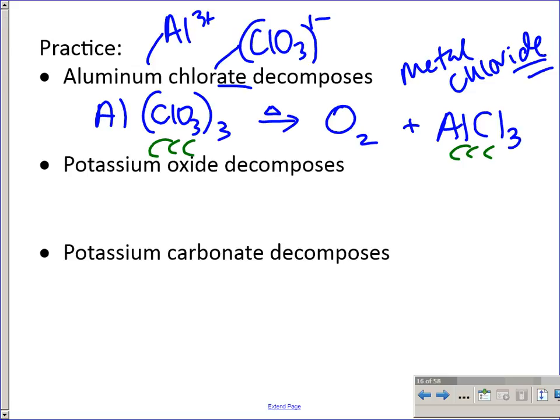And then balance it. What do I need to do? So if I add a 3 in front of the O2, what does that do for me? That gives me 6 oxygens where I have 9 over here. Okay, so let's pause for a minute. Do I have the same number of aluminums? Yeah, I'm good. Chlorines? 3 chlorines, 3 chlorines. Okay, so then how would I make 2 turn into 9?